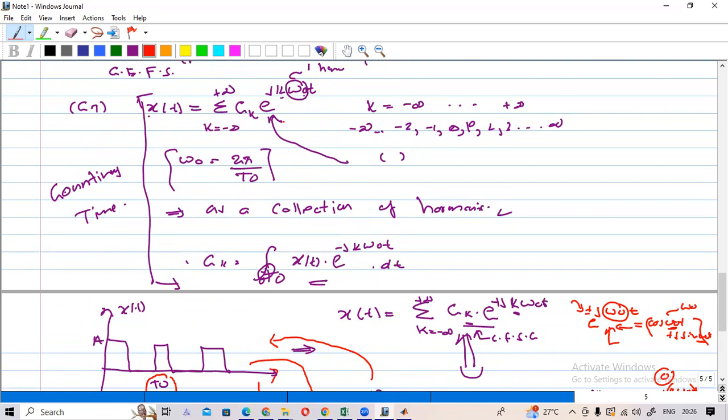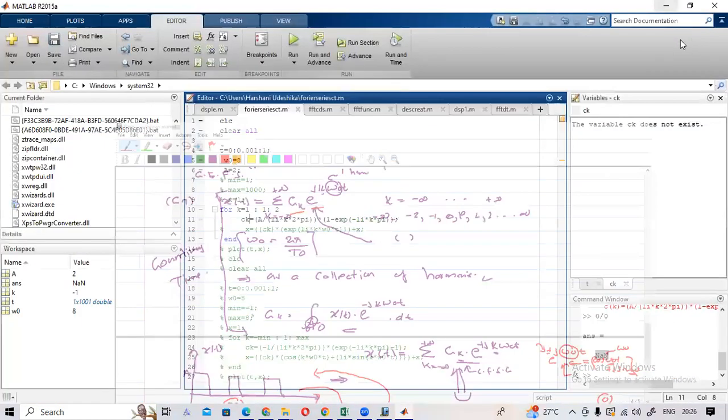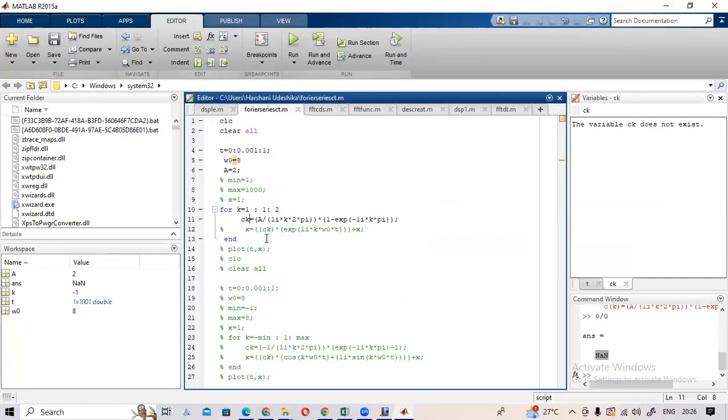Then what you have to do? You need to multiply this CK value with this term, okay? So I have coded it here. So I get x CK, okay? This calculated CK value is multiplied by the exponential terms, okay? And this x, so I can calculate this x as the zeroth value, okay?